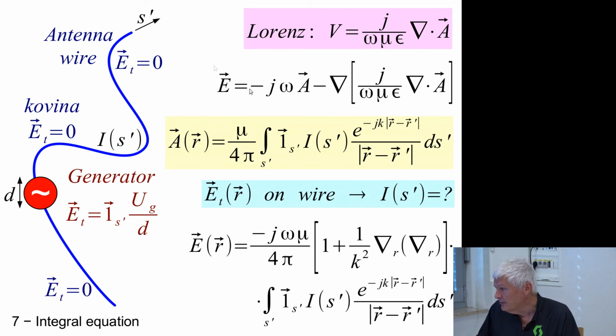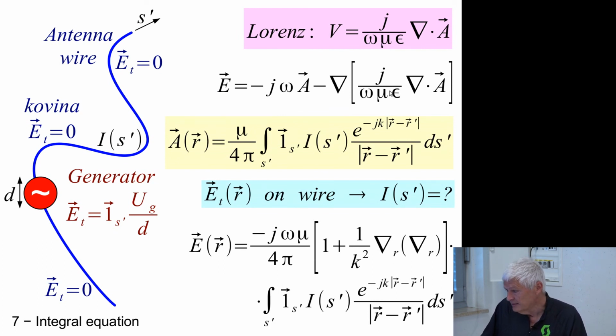From both potentials, we can also calculate the field directly. So if I know how to calculate the vector potential, then from the vector potential, through the Lorenz gauge, I simply replace also the scalar potential here. I can calculate the electric field. So I have a relationship from the current to the electric field, because the vector potential we expressed purely with the current, and we are using the Lorenz gauge to replace the scalar potential here.